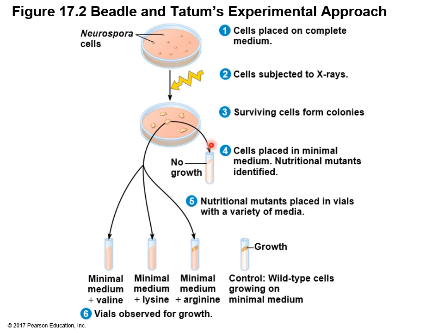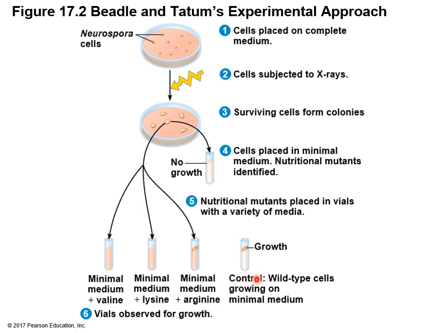Some of these cells are going to be put into a vial with only minimal nutrients, and other cells are going to be placed in minimal medium, however with additional amino acids. So the first test tube here has a minimal medium plus valine, second minimal medium plus lysine, third minimal medium plus arginine.